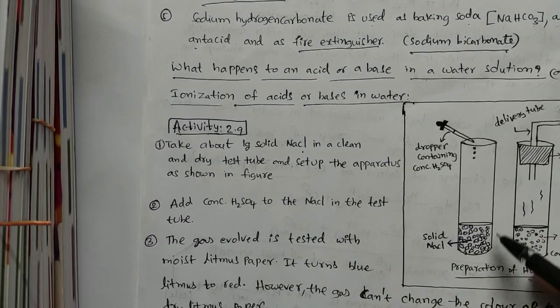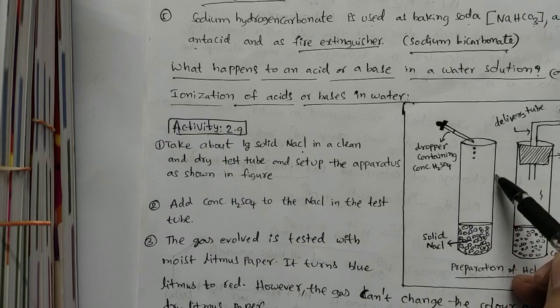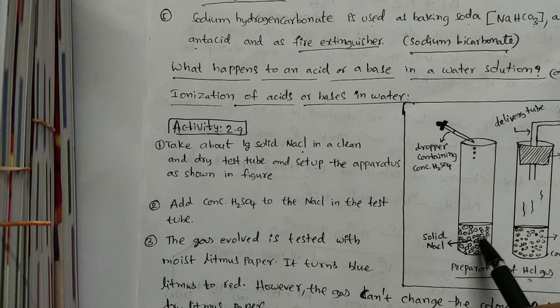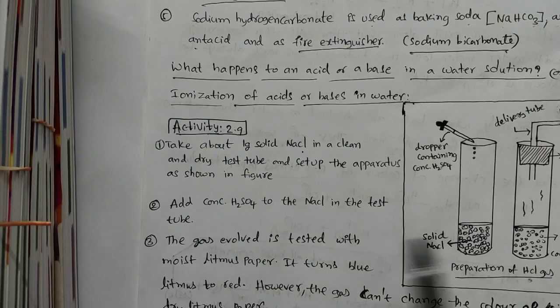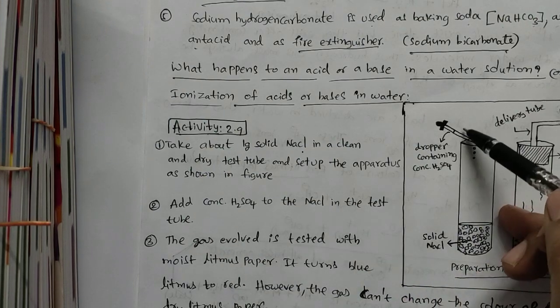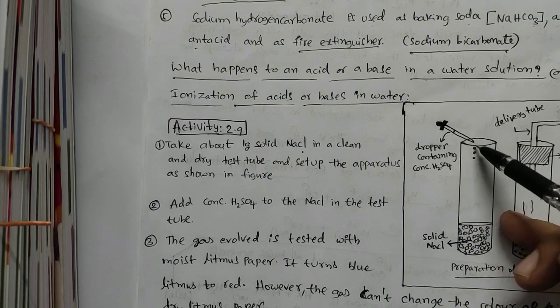I have taken a clean and dry test tube, and in this test tube, 1 gram of solid sodium chloride, not aqueous sodium chloride. Solid sodium chloride is introduced. So that test tube should be clean and dry. To this, a few drops of concentrated H2SO4 are added by means of a dropper.